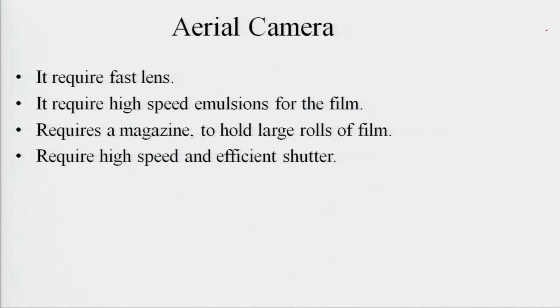Now, we discuss the aerial camera. An aerial camera basically differs from a normal camera because it is used for aerial survey. The special requirements of an aerial camera are that it must have a fast lens, and it must have a high speed emulsion for the film.